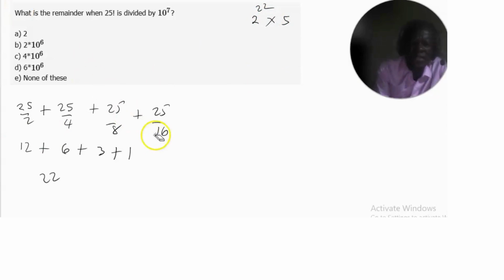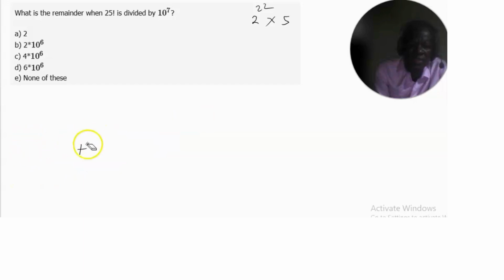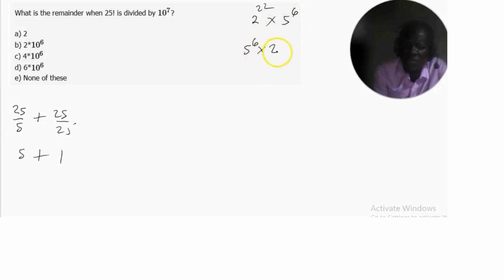So we want to go ahead and find how many fives we have in 25 factorial. 25 factorial has how many fives? So we have 25 divided by 5 plus 25 divided by 25. So we stop here. This is 5 plus 1. So it has 6 fives. So the limiting factor to determine the trailing zero will be 5. So we say 5 raised to power 6 times 2 raised to power 6 times 2 raised to power 16. So there we have 10 raised to power 6. So the number has 6 zeros.